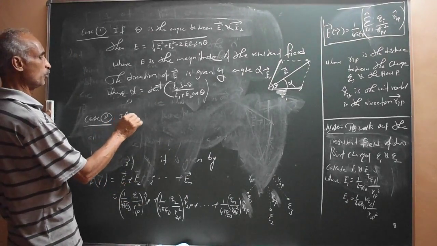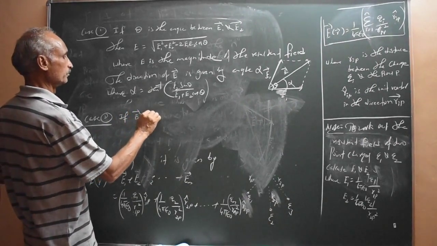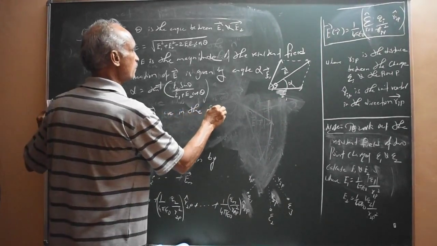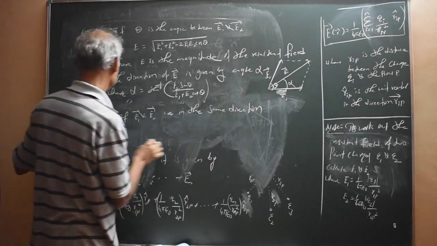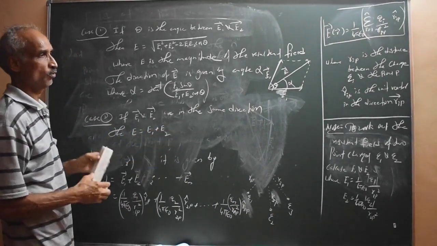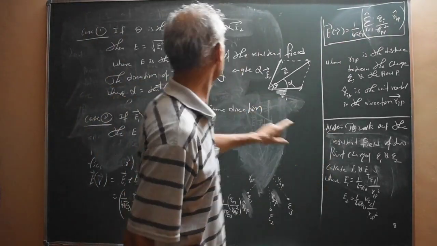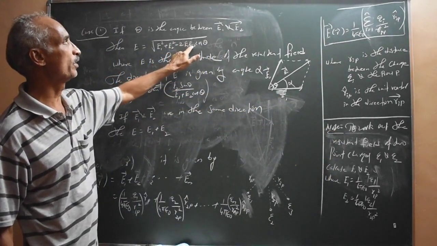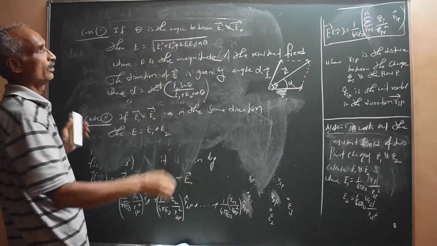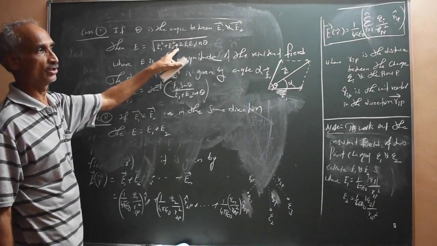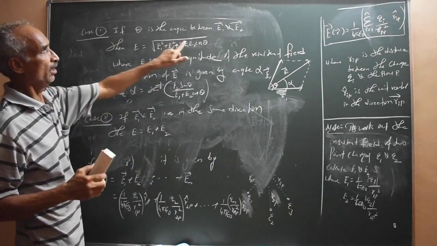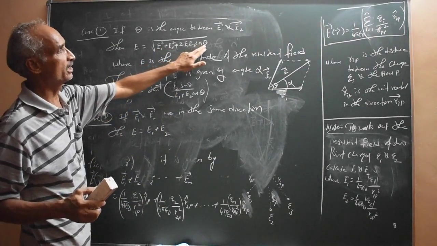Case 2, if E1 bar and E2 bar are in the same direction, then E is equal to, very simple, E1 plus E2. Vectorially. Why? In the same direction, theta is 0. Theta is 0 means E1 square plus E2 square plus 2 times E1 E2 cos theta. It is not minus, it is plus. Sorry, it is not minus, it is plus. So E1 plus E2. When both are acting in the same direction, theta is 0.